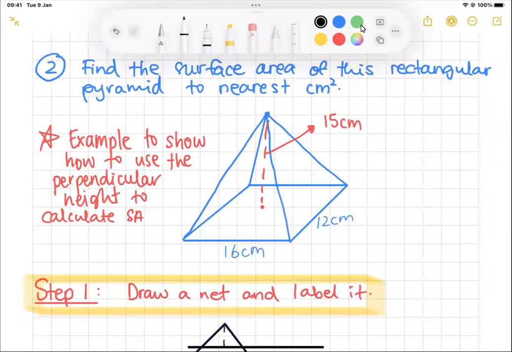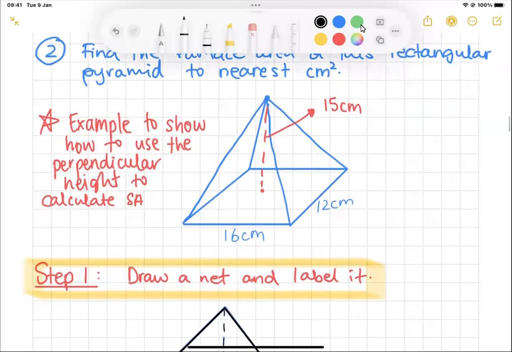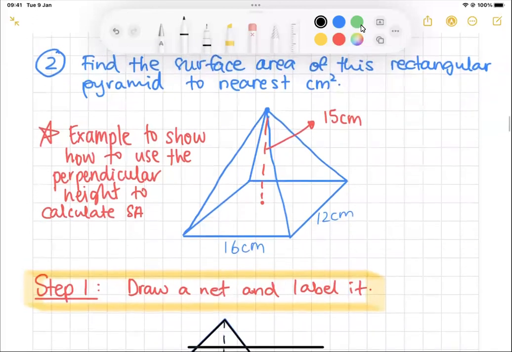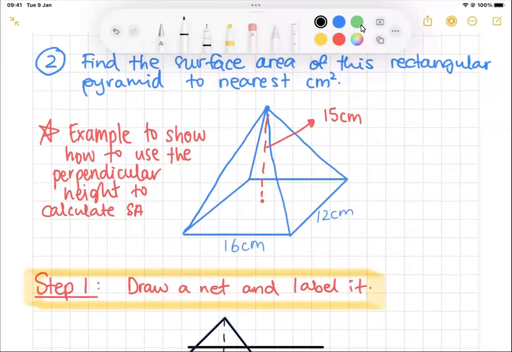Question number 2 is find the surface area of this rectangular pyramid to the nearest centimeter squared. So here in the red, I have said that this example is to show how to use the perpendicular height to calculate the surface area. So the perpendicular height here is the red dotted line, which I have labeled as 15 centimeters, right? The length of this rectangular pyramid is 16 by 12, right?